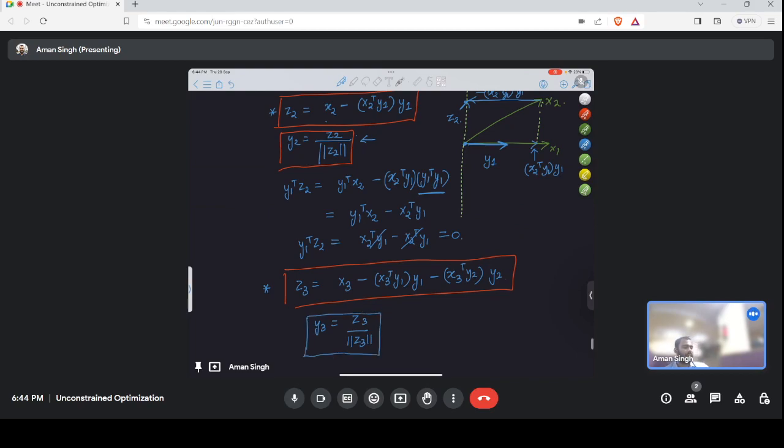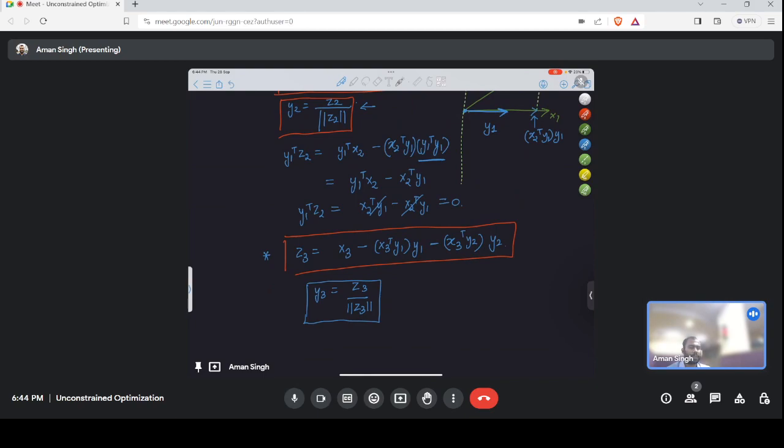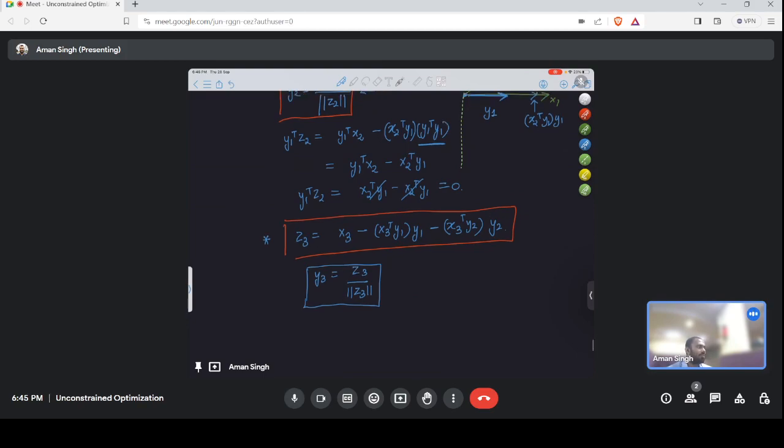So in this way, if we have any three linearly independent vectors in R3, x1, x2, x3, we can find y1, y2, y3 with this procedure, and we can use this procedure to find an orthonormal basis in any vector space of R to the power n.